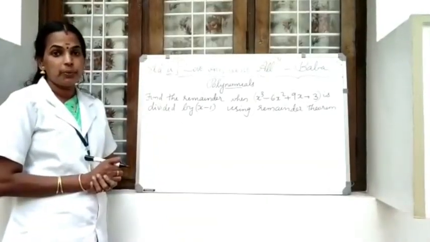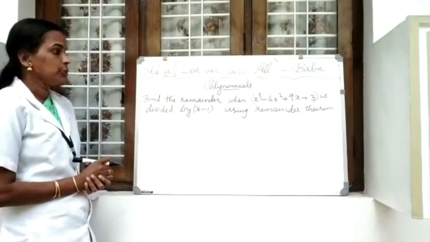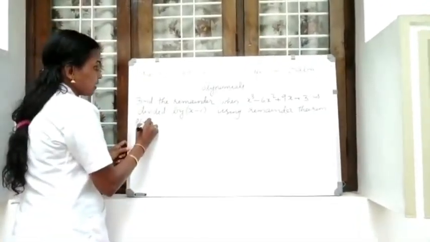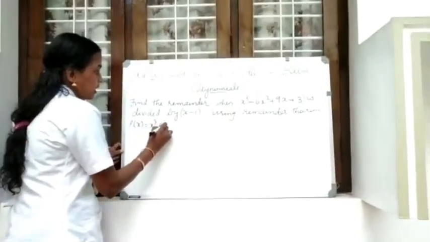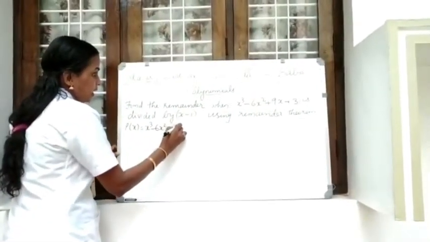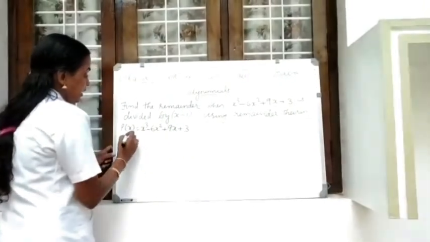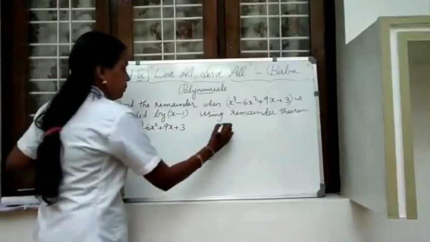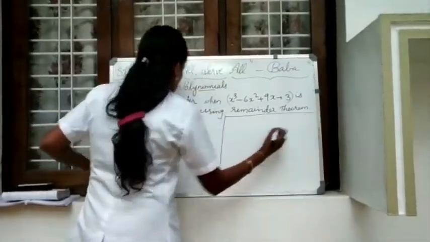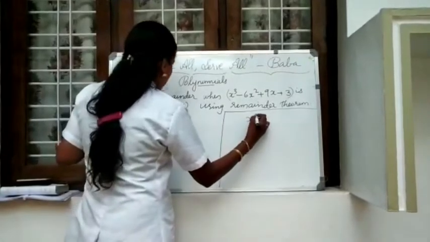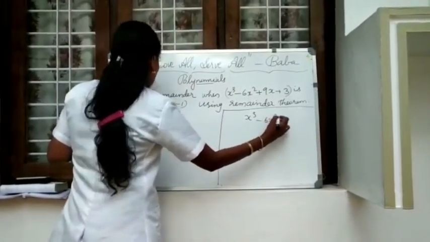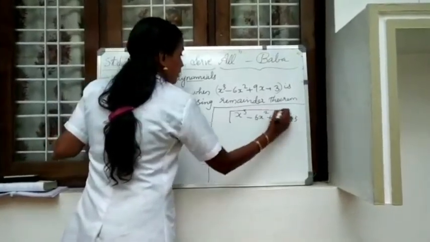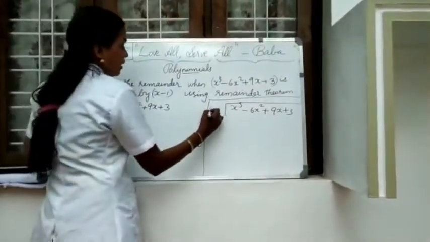Now we can do another question using the remainder theorem. Here p of x is x cube minus 6x square plus 9x plus 3 and we have to divide this by x minus 1. We can divide it using the long division method. That is x cube minus 6x square plus 9x plus 3 divided by x minus 1.